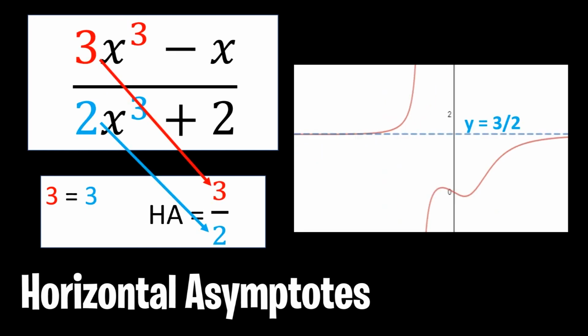And here we see that both highest powers in the numerator and denominator are equal. They're both 3. So let me look at the coefficients, the number in front, 3 over 2. Therefore, my horizontal asymptote will be 3 over 2. Well, in this case, y equals 3 over 2. So a vertical asymptote is an x equals, a horizontal is a y equals. And that's all you need to know about rational functions, is how to find the asymptotes.